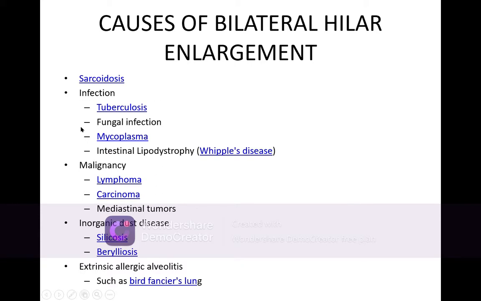Those conditions which are causing septicemia, whatever type it is, bacterial or atypical bacterial, typical bacterial, gram-positive, gram-negative, rickettsia, mycoplasmas, and fungal, a lot of infections can cause it. And even intestinal lipodystrophy, Whipple's disease, will also cause the enlargement of the hilar. Whipple's disease is an intestinal problem, actually. The small intestine is involved, causing malabsorption. It is called intestinal lipodystrophy.